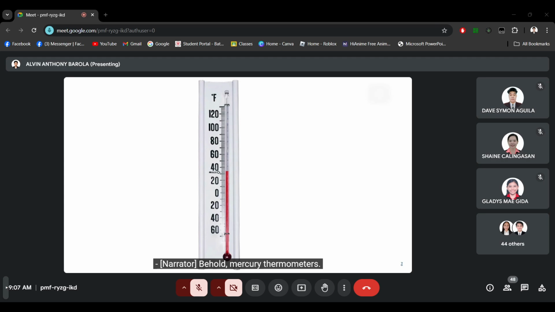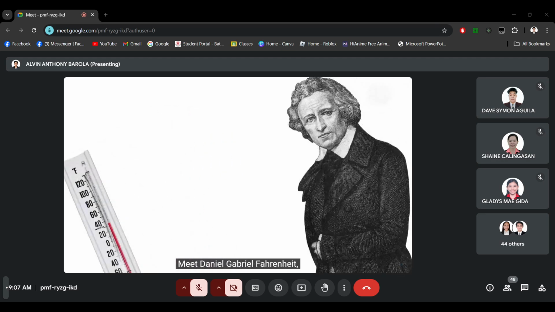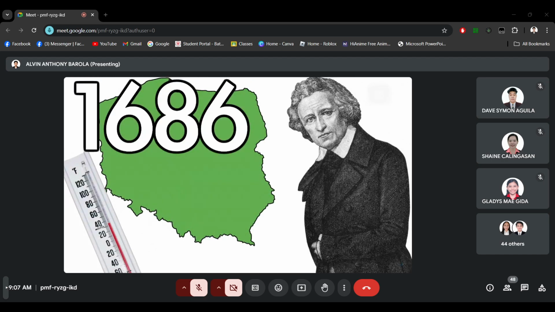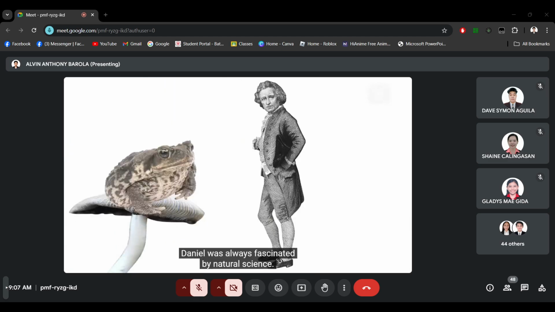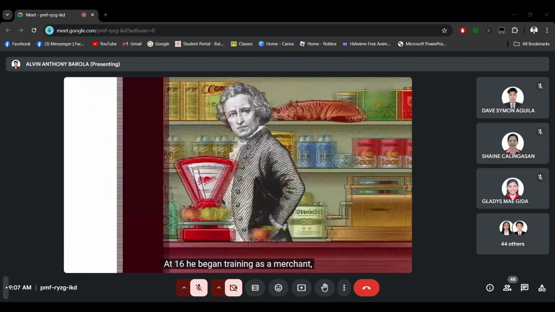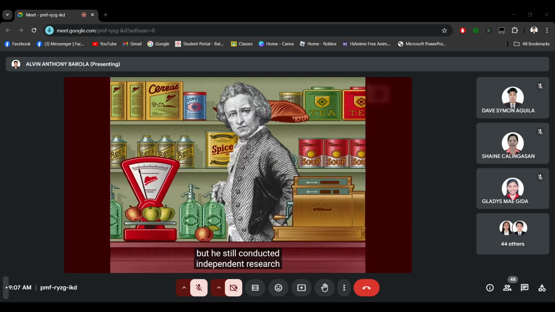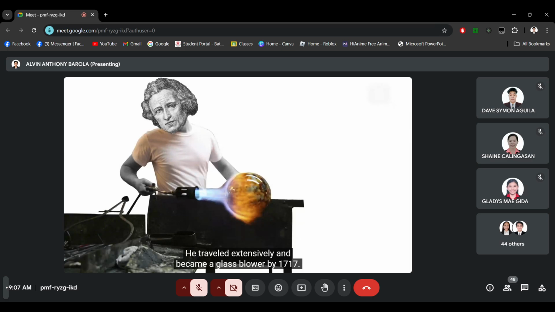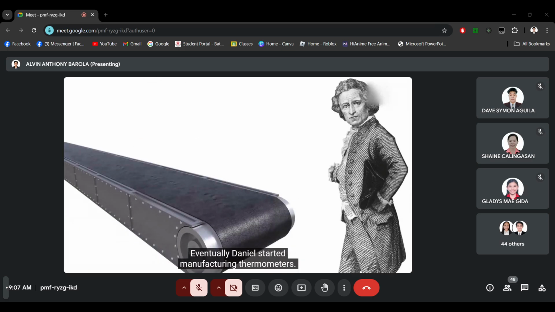Behold, mercury thermometers. But where did they come from? Meet Daniel Gabriel Fahrenheit, born in Poland in 1686. Daniel was always fascinated by natural science. At 16, he began training as a merchant, but he still conducted independent research, especially with temperature. He traveled extensively and became a glassblower by 1717. Eventually, Daniel started manufacturing thermometers.